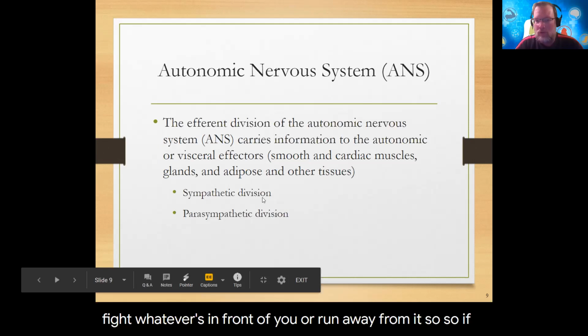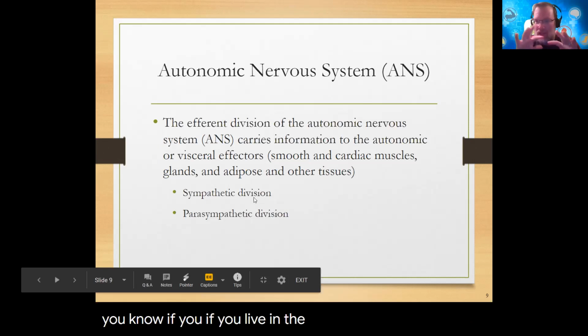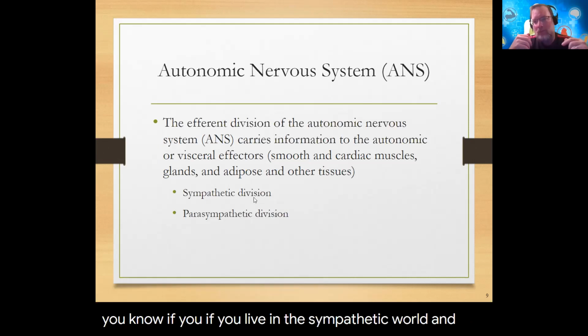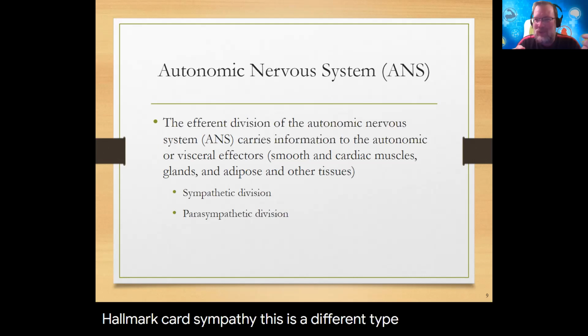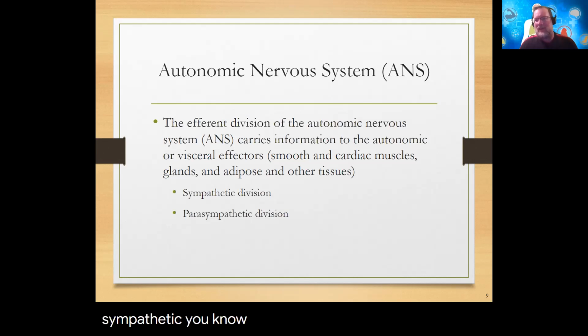So if you live in the sympathetic world, and I don't mean with sympathy, right? We're not talking about the Hallmark card sympathy, having that "oh, I'm so sorry" stuff. No, no, no. This is different. This sympathetic has to do with stress. SS: sympathetic is stress, your body's response to stress.